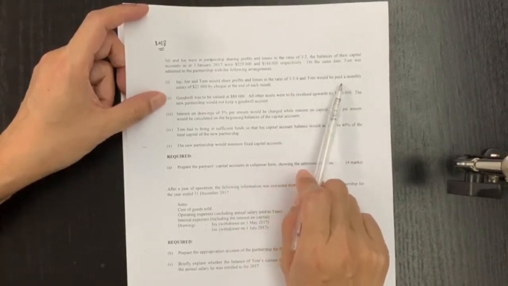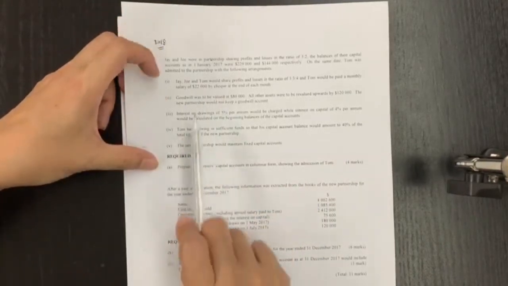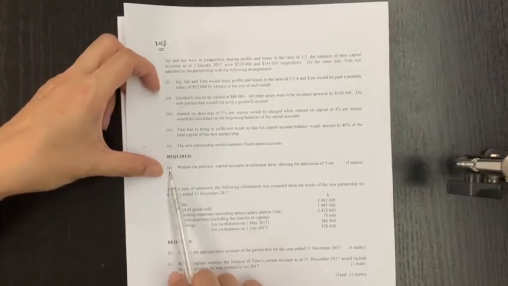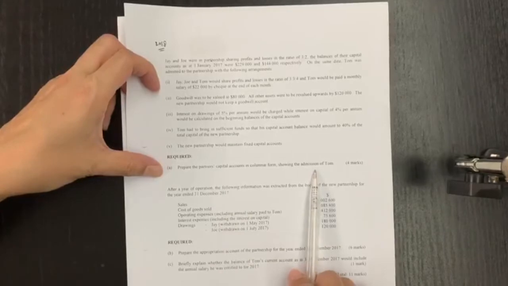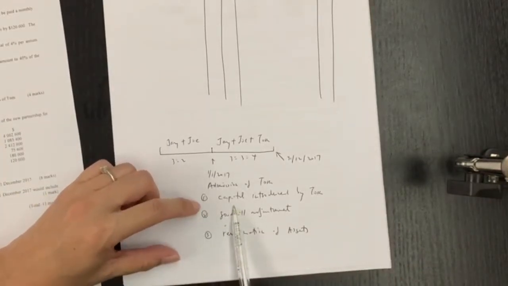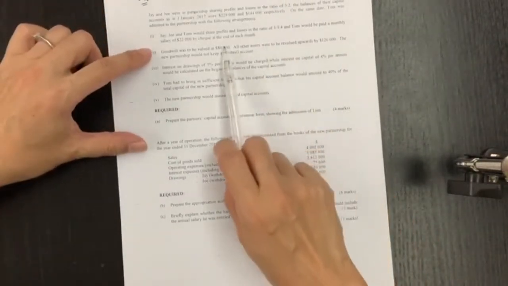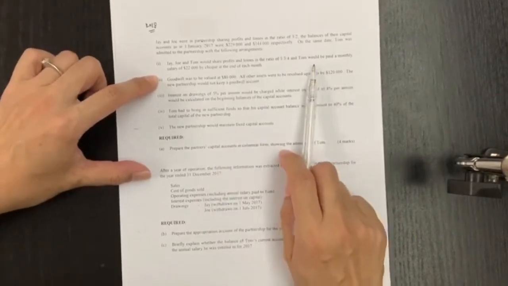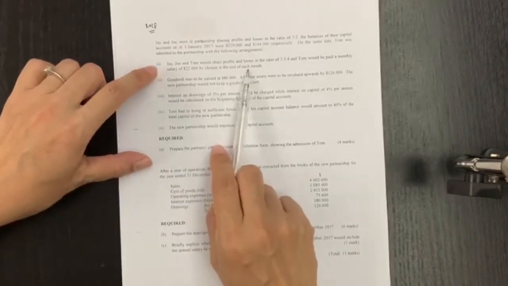Tom will be paid a monthly salary by check. Be very careful, because even though this information is in part A, part A says that we draw up capital accounts for admission. Remember, whenever we have admission, we only have three things to do: capital introduced, goodwill adjustments, and revaluation of assets. So even though point one is mentioned here, this should have no effect in the capital account, so at this moment, we ignore this point.